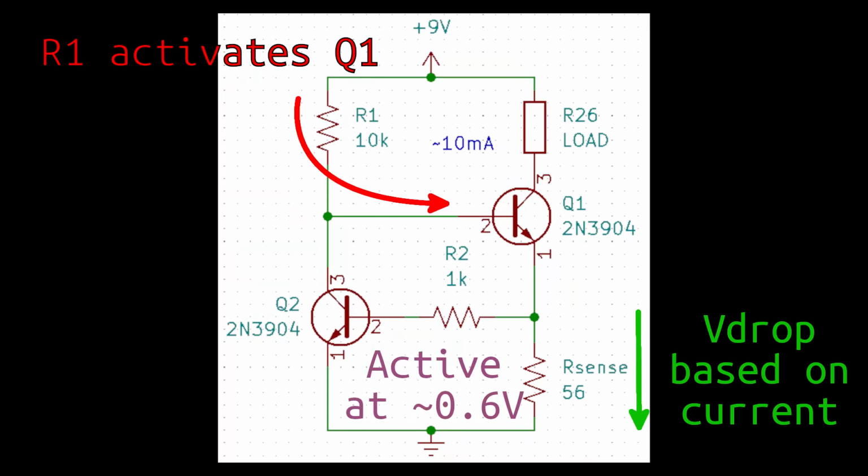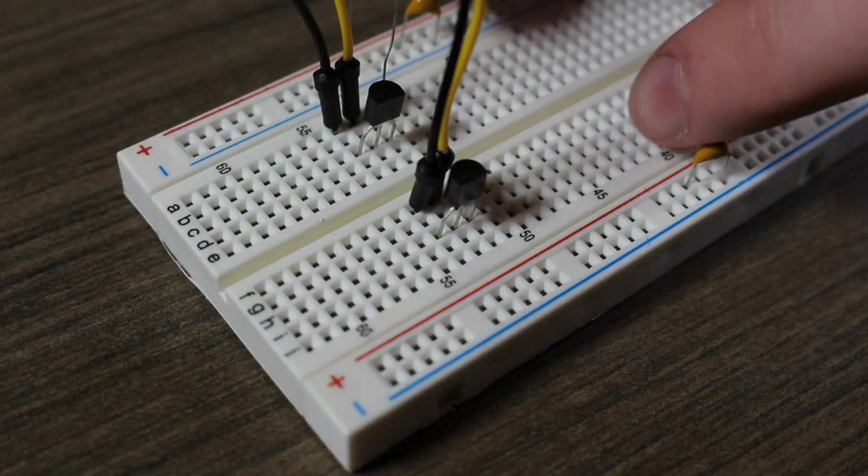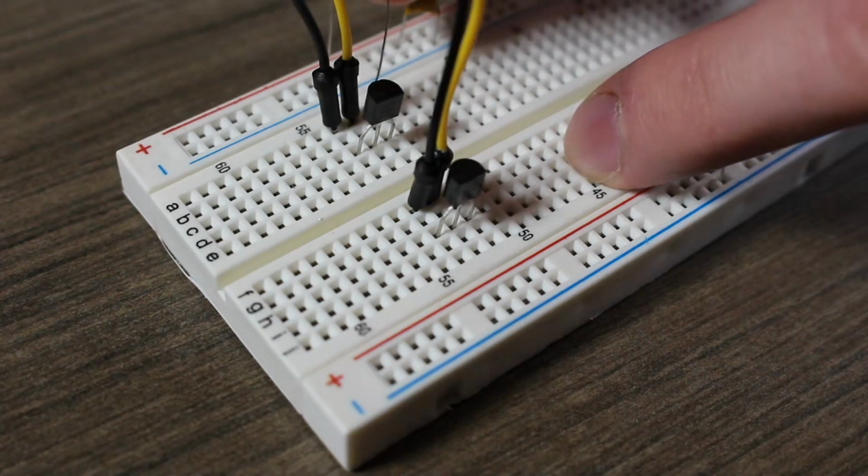starts conducting. This in turn starves current from Q1, which will cause it to conduct less, which results in less current for the load, which causes less current to be flowing through the sensing resistor, which reduces its output voltage, which turns off Q2, and eventually we reach an equilibrium point in which the current is maintained across the load resistor. Now we just have to decide on the values of the parts.